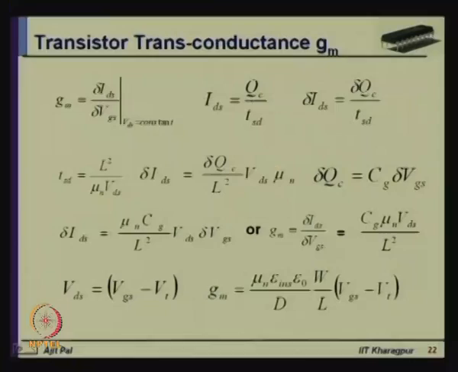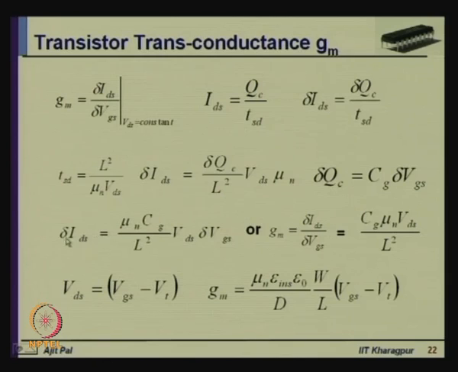So, here we have seen the drain current is controlled by the gate voltage. This transconductance is represented by delta IDS, the change of drain current, by the change of gate voltage delta VGS, keeping the drain to source voltage constant. We can derive that, as we know IDS is equal to QC by TSD. So, delta IDS is equal to delta QC by TSD, and that expression we have already derived. We are not going into the details of that.